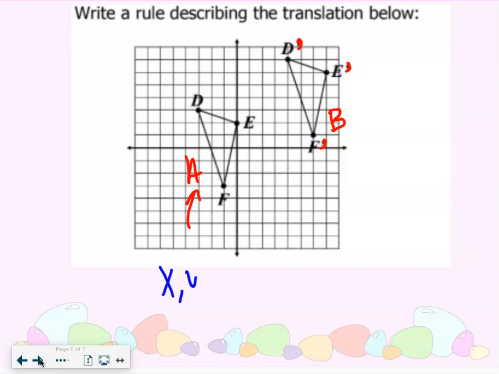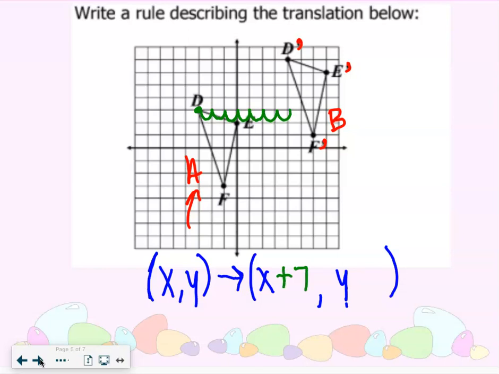So we're going to have x comma y because this is what we started with. And now we have to figure out what our horizontal and vertical shift was. So we've got to fill in these blanks over here. Let's first look at our horizontal shift. Let's just start with D. How did we get from D to D prime? Well, if I look here, I had a horizontal shift of 1, 2, 3, 4, 5, 6, 7. So 7 to the right would be +7.